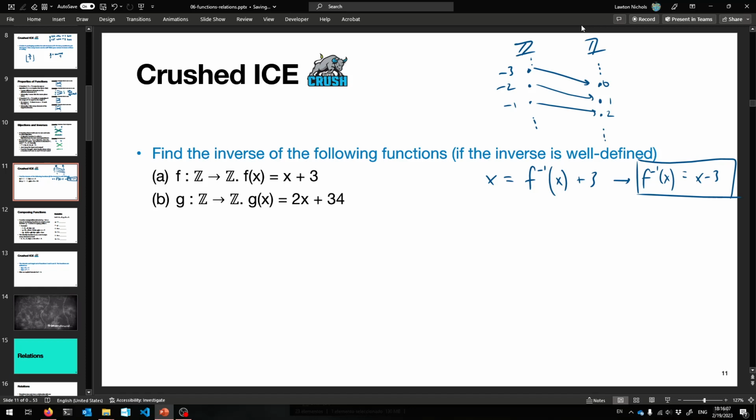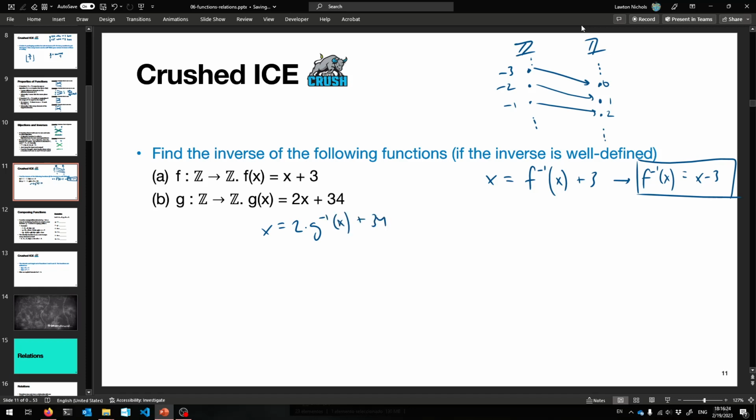You can do that same process. You just solve for the inverse. You flip these two. Every time you say g of x, replace that with x. Every time you say x, replace it with g inverse of x. So you can do that same pattern: 2 times g inverse of x plus 34.